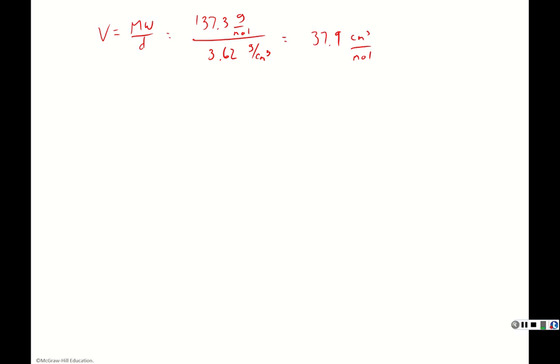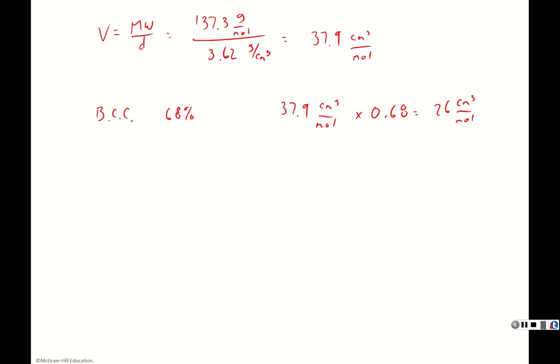We have to take into account the packing efficiency. The body-centered cubic efficiency is 68%. So we take that number that we calculated and multiply it by the fraction 0.68, and we would get 26 cubic centimeters per mole.